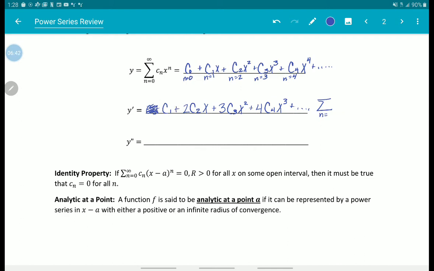Let me clean this up. So I'm going to start with this guy. This is my second term. So what do they have in common? They have a C1, a C2, a C3, a C4. So what if we start at n is 1? Then we're going to have a C to the n here. And that would give us our C in each case.